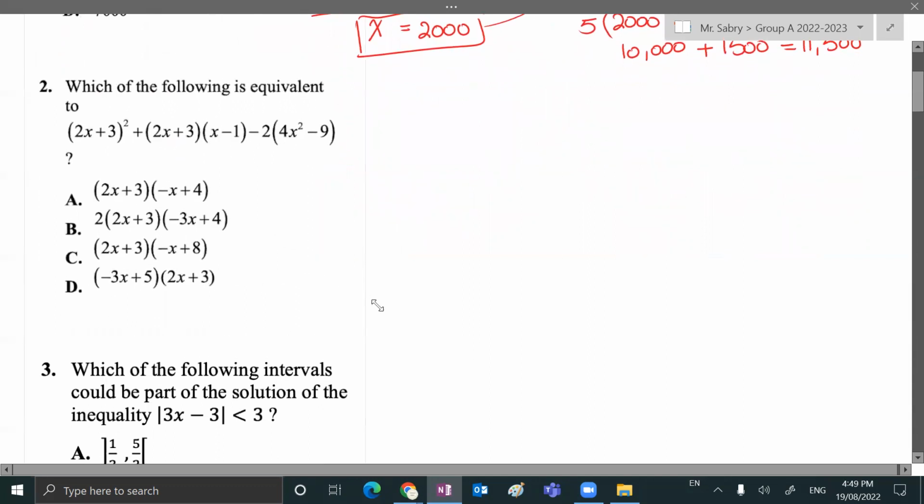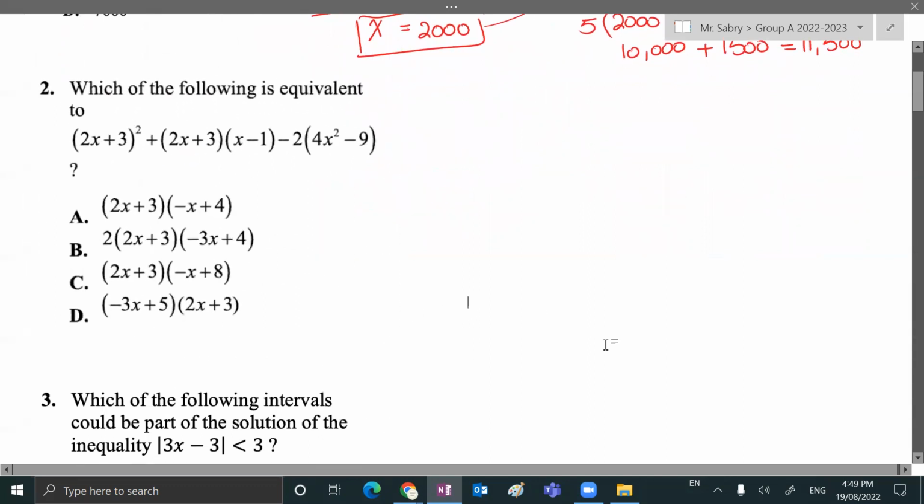It says here, which of the following is equivalent to this? But the thing is, once you look at the answers, they're a bit different. Usually, whenever I see brackets and things like that, I think right away of the distribution process, the FOIL one, and whenever I see a bracket like that with the power of 2, I'll expand it and so on.